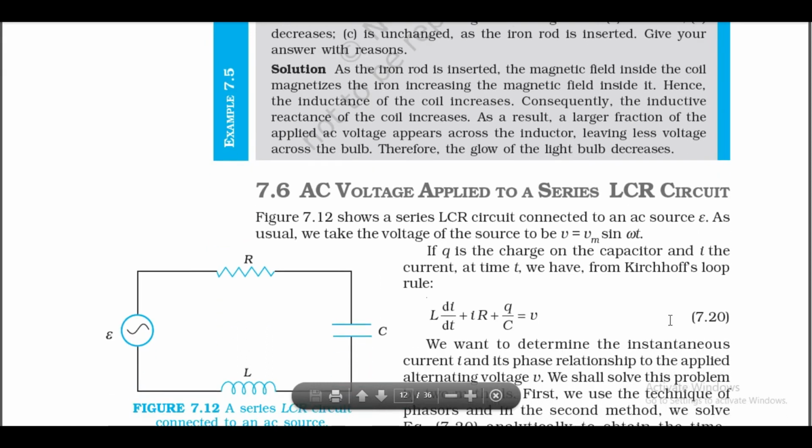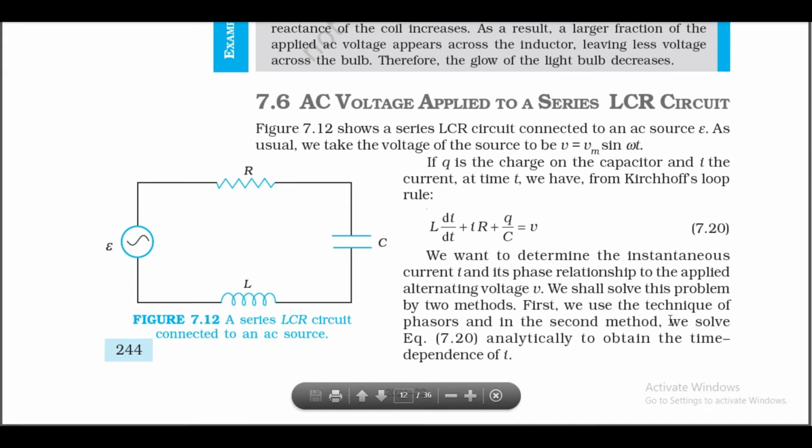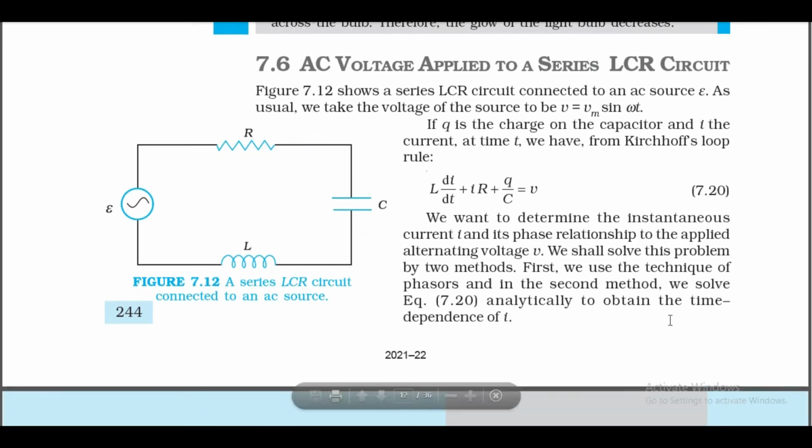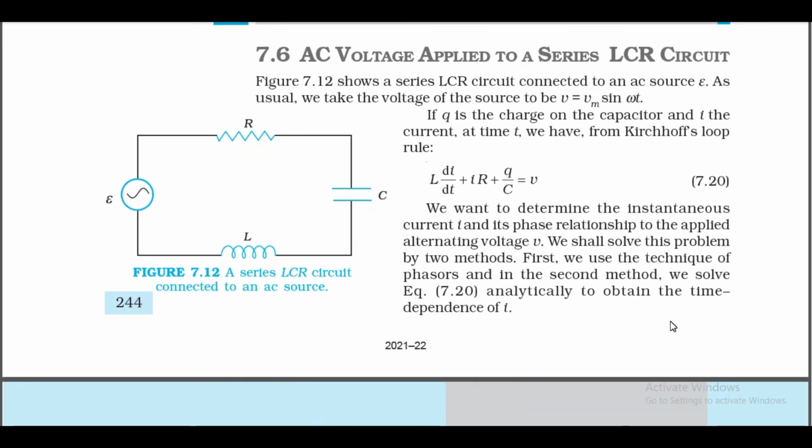7.6 AC voltage applied to a series LCR circuit. Figure 7.12 shows a series LCR circuit connected to an AC source epsilon. As usual, we take the voltage of the source to be V = Vm sin omega t. If Q is the charge on the capacitor and I the current at time t, we have from Kirchhoff's loop rule L di/dt + IR + Q/C = V.